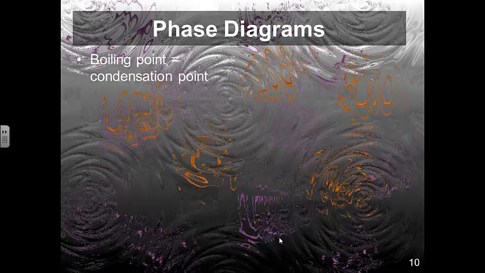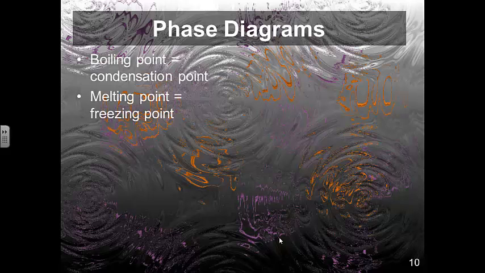Remember from before that the boiling point can also be called the condensation point, and the melting point can also be called the freezing point. This is because that's the same temperature. Boiling and condensation occur at the same temperature. Melting and freezing occur at the same temperature. It just depends on which direction you're going. Are you on the heating curve or are you on the cooling curve?